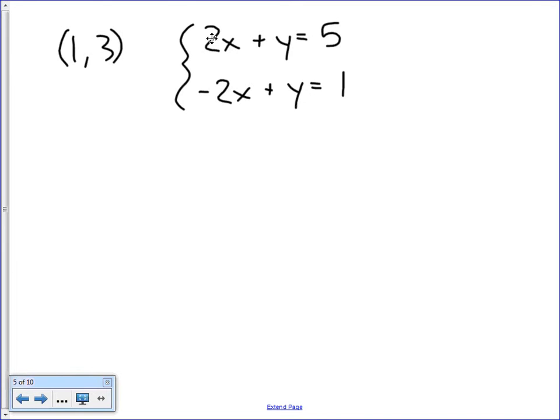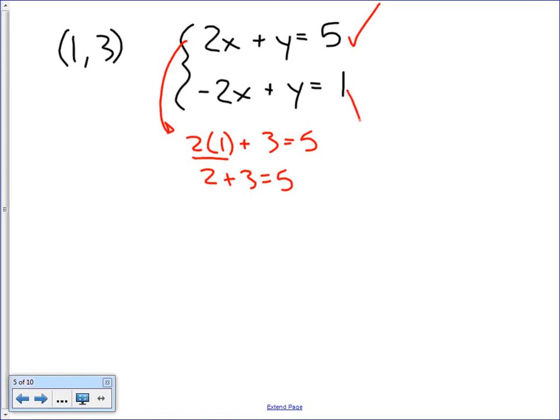So this one here, let's see if (1, 3) works for both of the equations. So we have 2 times 1 plus 3. Does that equal 5? No, 2 times 1 gives me 2, plus 3. Yep, that equals 5, so that one is good. The next one here, we have negative 2 times 1 plus 3. Does that give me 1? So negative 2 plus 3, that gives me a 1. So yep, that one works out. This one is a solution.